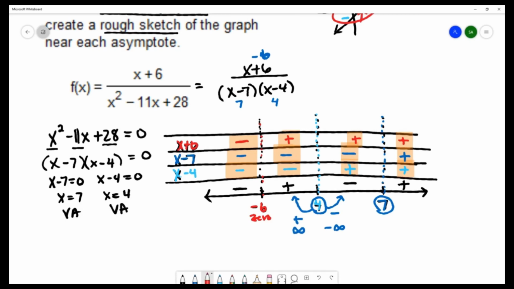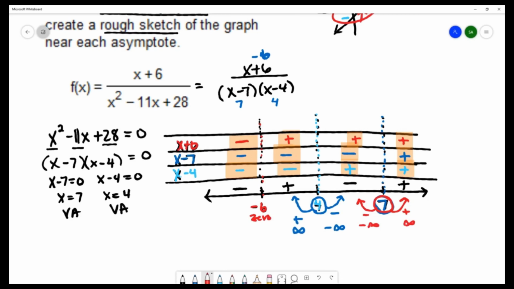And for my vertical asymptote of 7, I now know that on the left is a negative and on the right is a positive. And so on the left, the graph will go to negative infinity, and to the right will go to positive infinity.